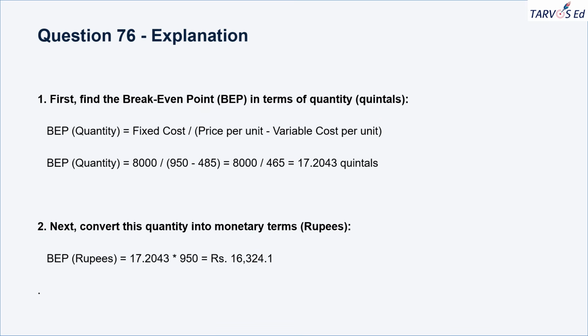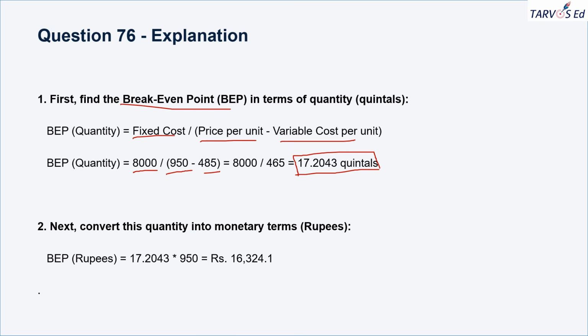As I said before, the break even point formula is fixed cost divided by price per unit, that is your selling price, minus variable cost per unit. So, fixed cost is 8,000, price per unit is 950, and the variable cost is 485. If you solve this, you will get 17.2 quintals, which means that if the producer is producing up to 17.2 quintals, he will not have a profit or a loss. Means he will be performing in an optimum situation.